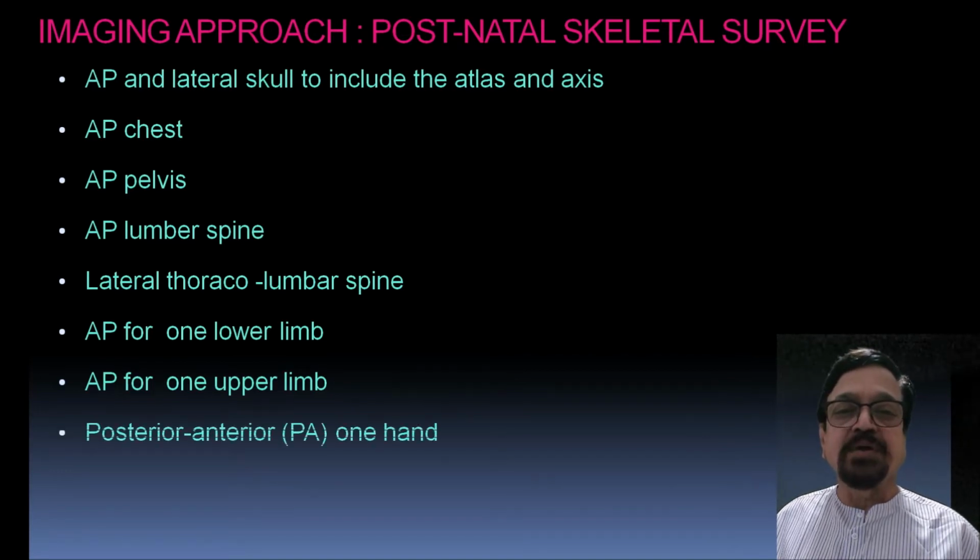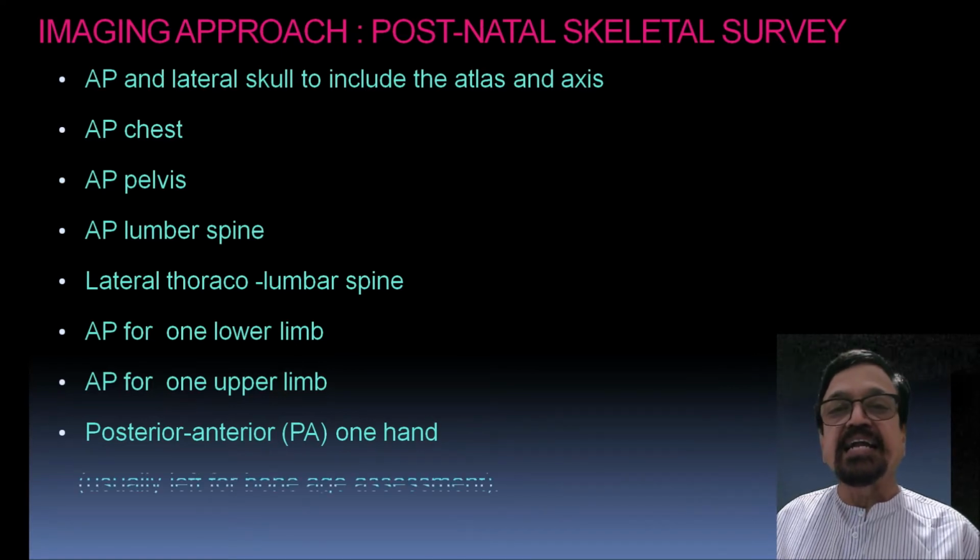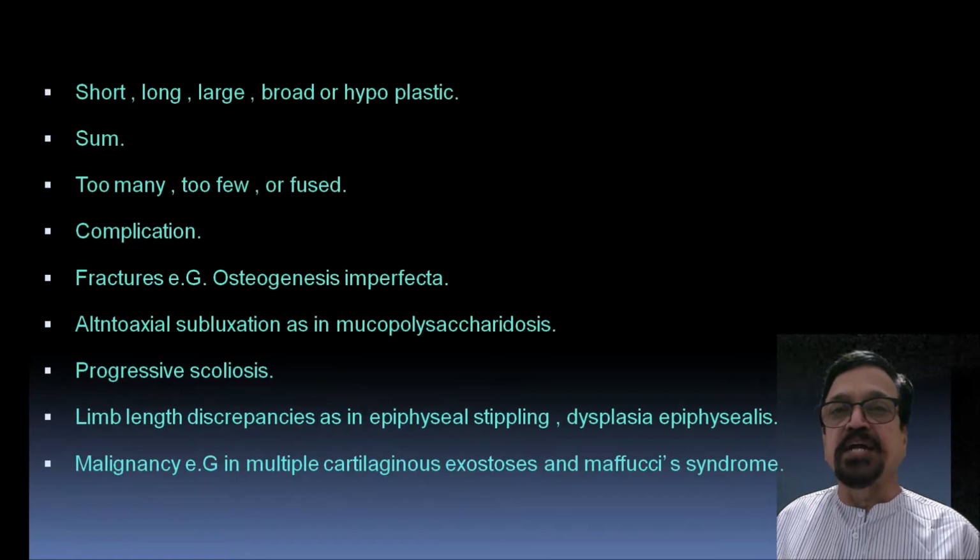Then for the upper limb, one X-ray we have to take, either of the right hand or of the left hand. If it is for bone age, then the left hand, otherwise we can take any hand, that will serve the same purpose. Then the hand, usually PA, usually left if as per bone age. Now what we see in the X-rays taken is whether the extremities are short, long, large, broad or hypoplastic. It may be the entire extremity, part of it, a finger, phalanges, or a certain portion of the skull, the atlantoaxial region, or otherwise.